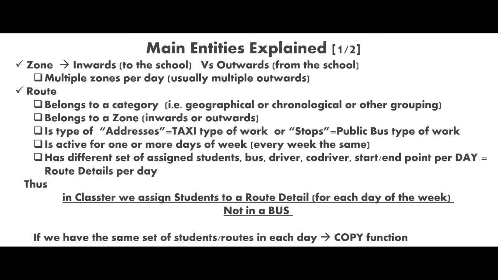Let's try to explain the main entities that we are going to see live in a second. Everything in Classter starts with zones. So the first thing we need to define are the zones we have. Zones are usually timely separated groups of bus routes, and usually we define zones as inward zone and outward zone.